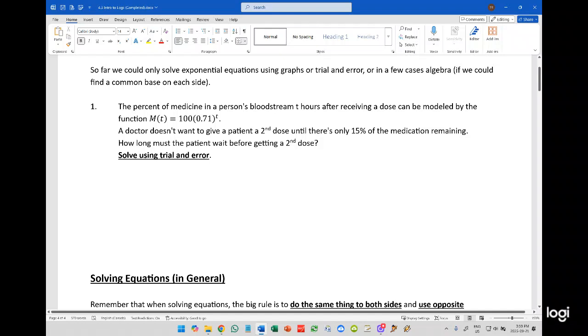Here we go. The percent of medicine in a person's bloodstream t hours after receiving a dose can be modeled by the function m of t equals 100 times 0.71 to the exponent t. So that's the amount of medication at time t. It starts off at 100% and it's going to tick down over time. So it's basically losing 29% of its value every hour, dropping from 1 to 0.71. The doctor doesn't want to give the second dose until there is only 15% of the medication remaining, because they don't want the patient to overdose. How long must the patient wait before getting a second dose?